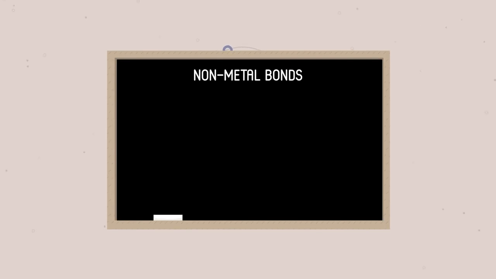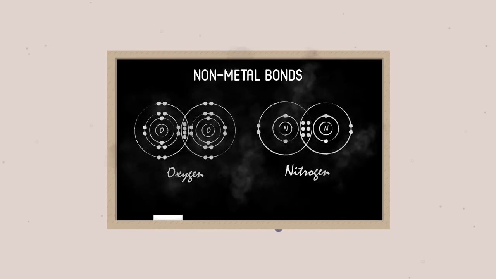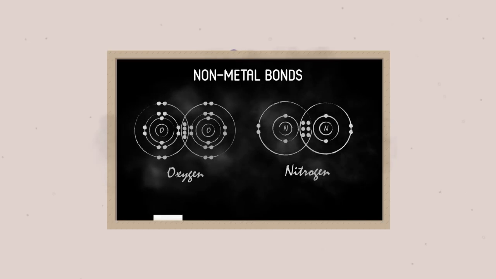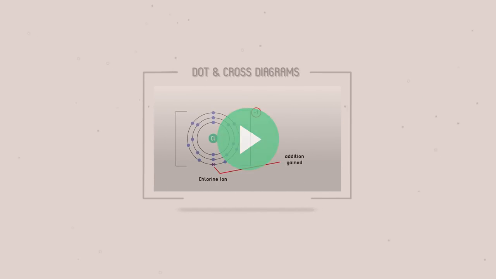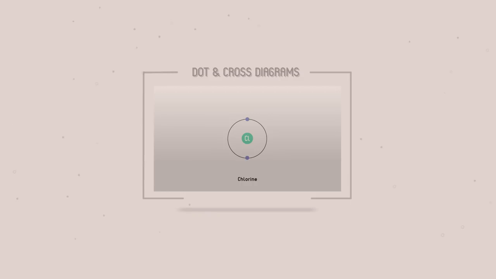If there is space in the outer shell, a non-metal atom can form double or triple bonds, like in oxygen or nitrogen. In the displayed formula of a compound, we represent a covalent bond with a straight line, like this. We can also represent a covalent bond as a dot and cross diagram. These diagrams show only the valence electrons. To learn more about dot and cross diagrams, watch our video on dot and cross diagrams.